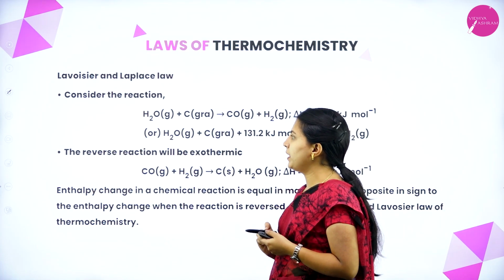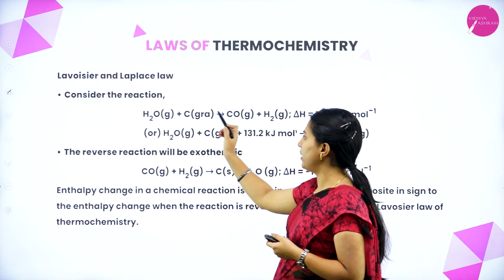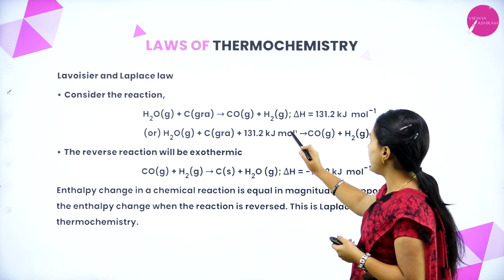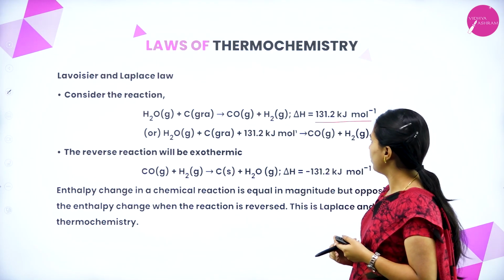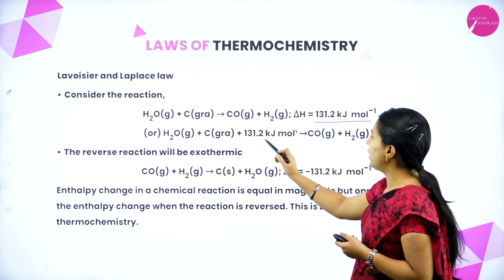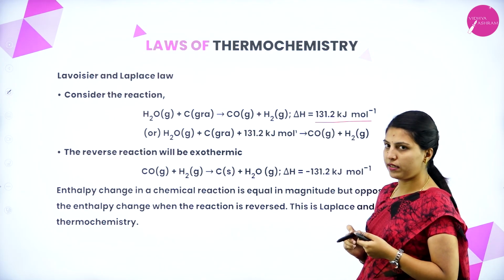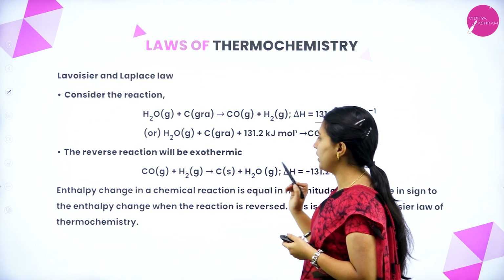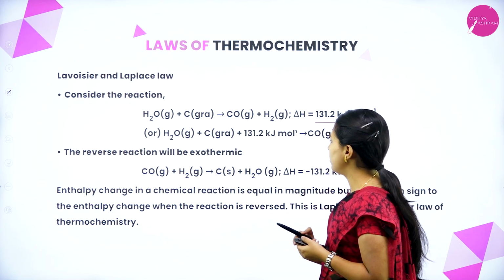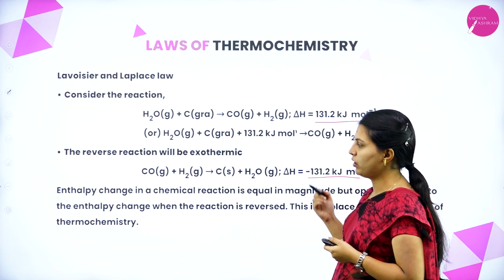Lavoisier and Laplace law. Consider the reaction where water in gaseous state, that is steam, is treated with graphite. It will form carbon monoxide and H2 gas. It is having 131.2 kilojoule per mole, that is, water and carbon graphite take 131.2 kilojoule to form carbon monoxide and H2 gas. The reverse reaction will be exothermic here. The reverse reaction means CO plus H2 will form solid carbon and water with minus 131.2 kilojoule.